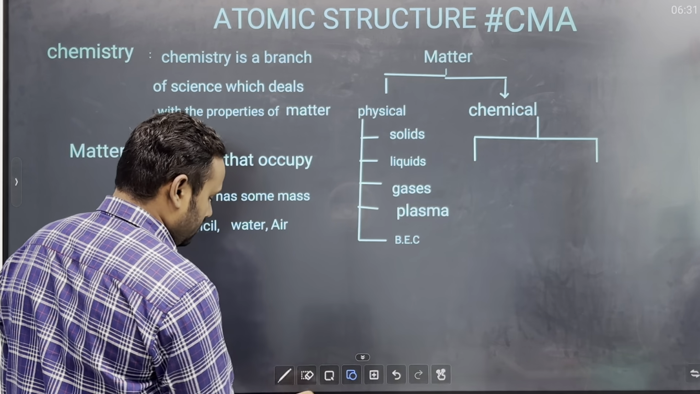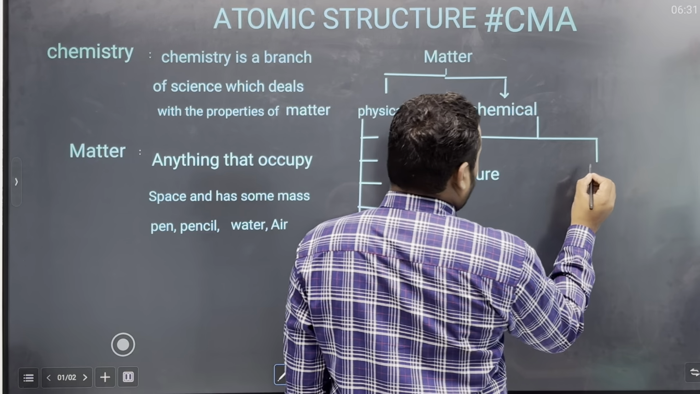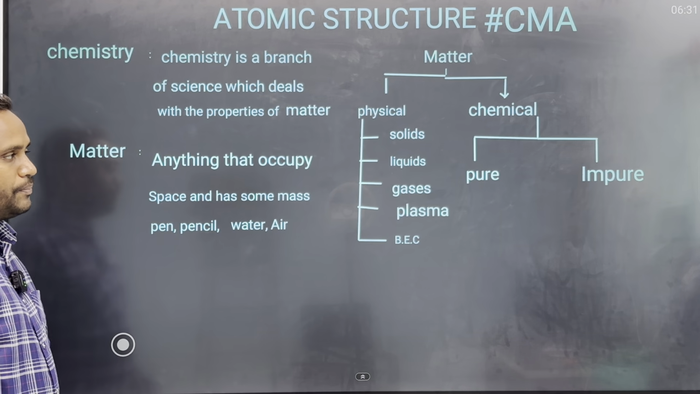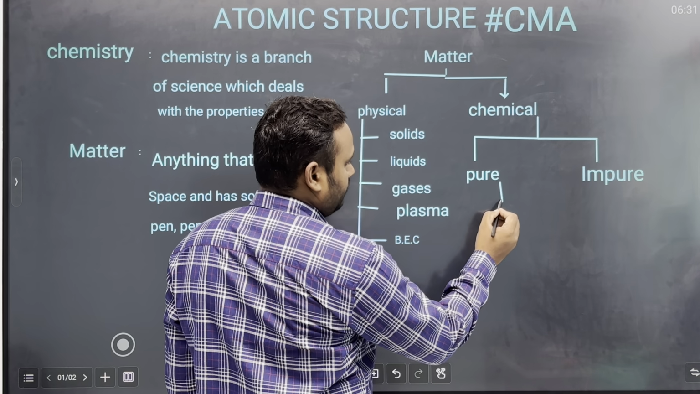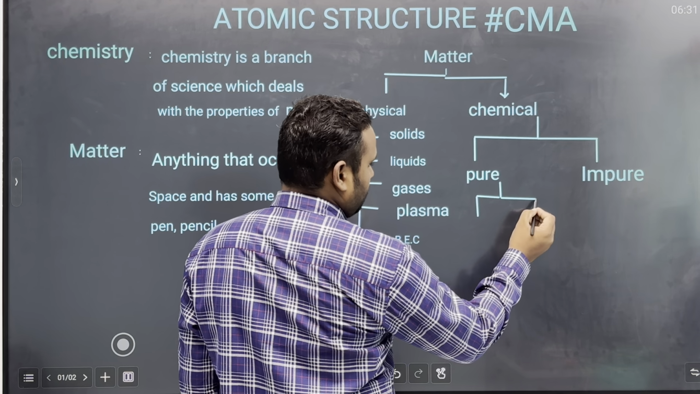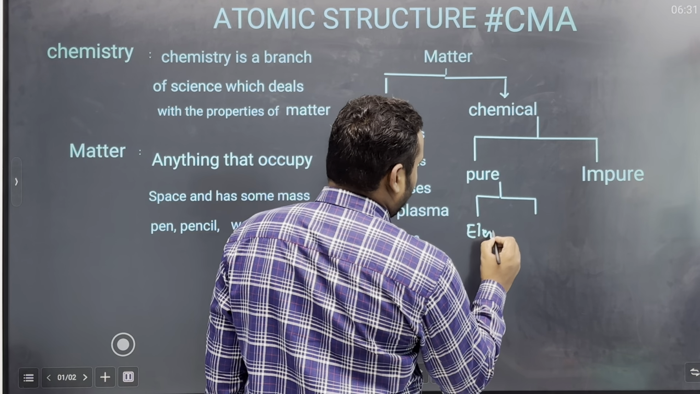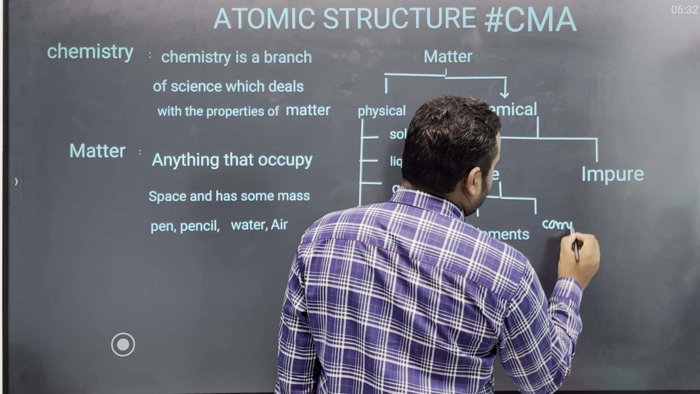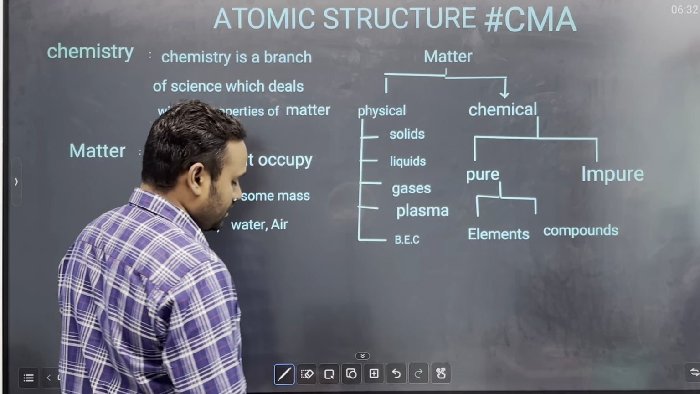Pure and impure matter. Pure matter is again classified into two types: the first one is elements and the second is compounds.